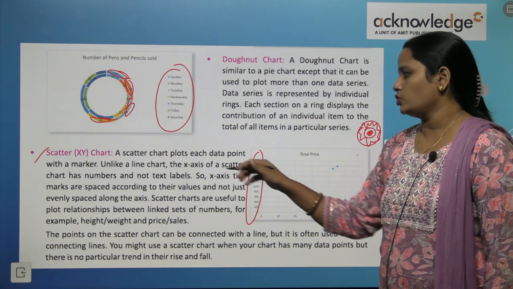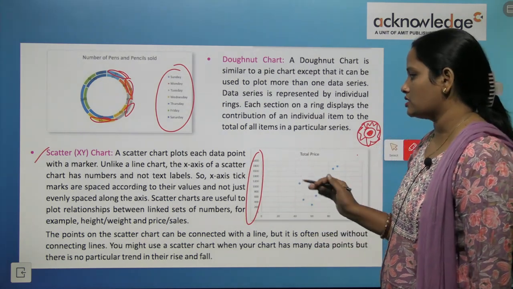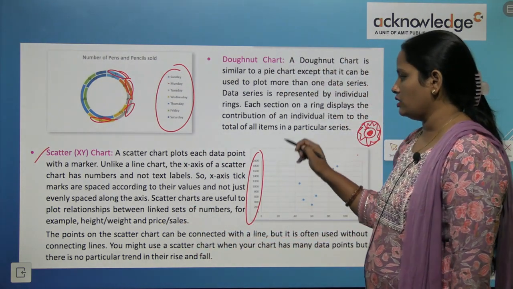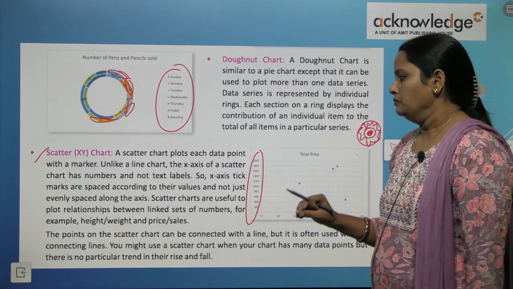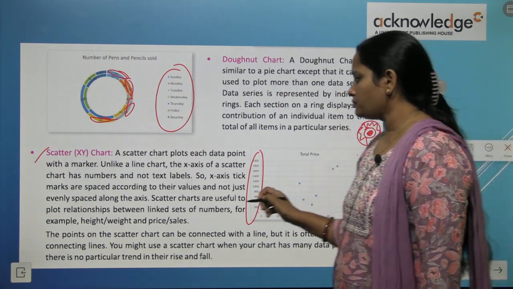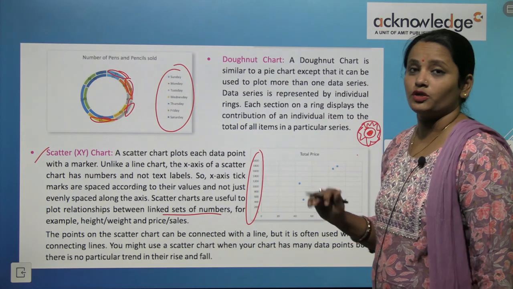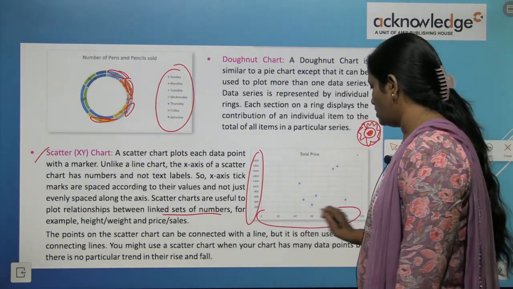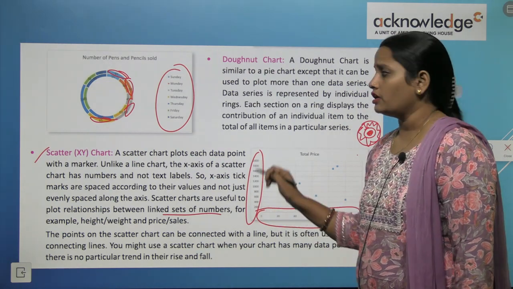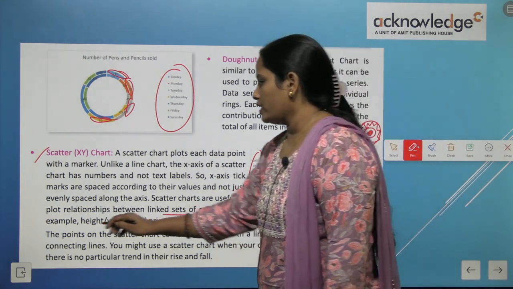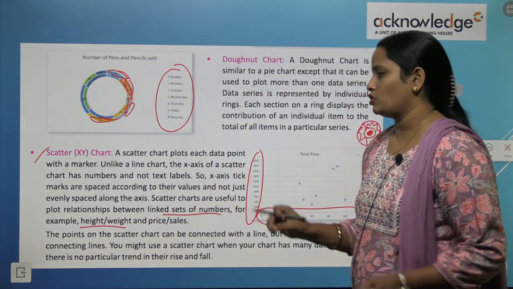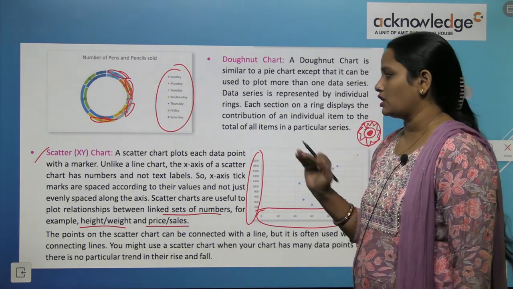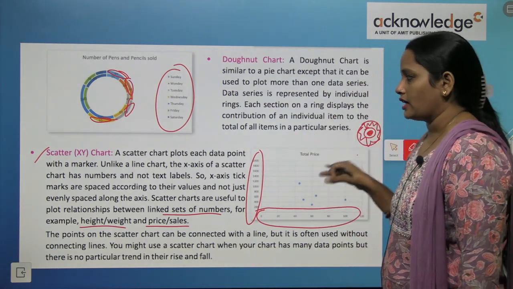So x axis marks the space according to their values and not just evenly spaced along the axis. Scatter charts are useful to plot relationship between linked sets of number. So for example, height and weight. So here we use the numbers in this scatter chart, and in this all the things are linked between the numbers and the sets. So these two are linked with each other in the scatter chart. For example, height, weight, they go same to same, एक साथ चलते हैं ये दोनों. Price and sales, इन ये दोनों भी एक साथ चलते हैं. So in this case we use the scatter chart.